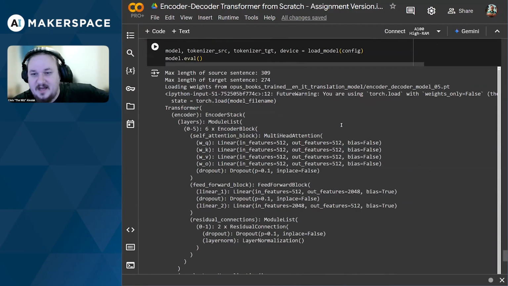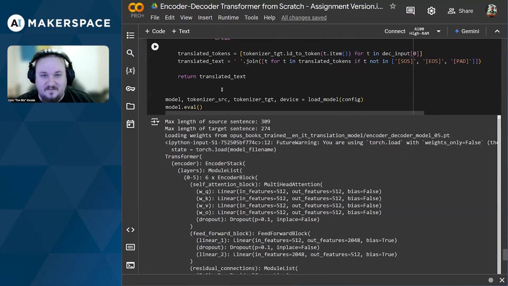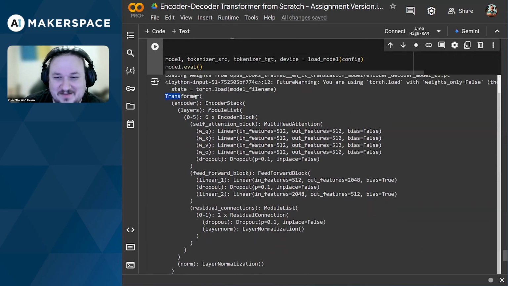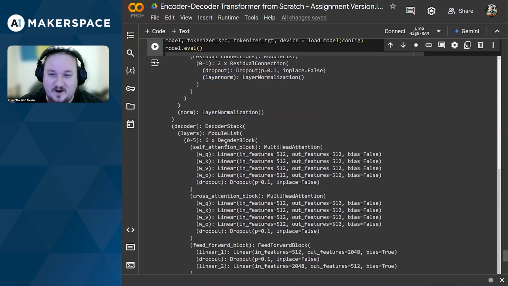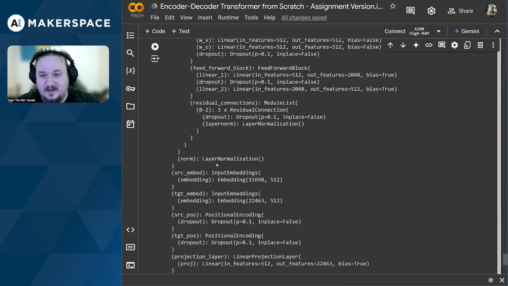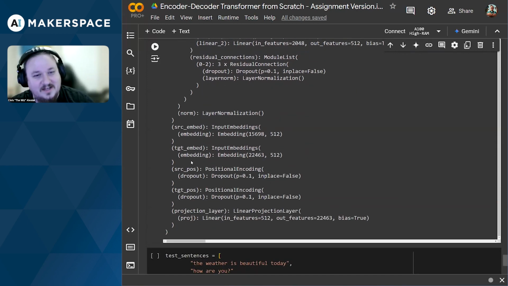And then finally, we can do some next token prediction. We load our model, and you'll see this really beautiful representation. This is what we've built, the whole notebook. We have our encoder stack, which has a module list of layers, 0 to 5, so 6 encoder blocks. Each encoder block has the attention block, the feed forward block, and the residual connections, which contain our layer norm. And then we have the same thing for our decoder: a decoder stack with a module list where there are 6 decoder blocks in a row. So this whole thing is the transformer. Maybe you don't love this representation of it, but that's exactly what it is, and this is what we've built above.